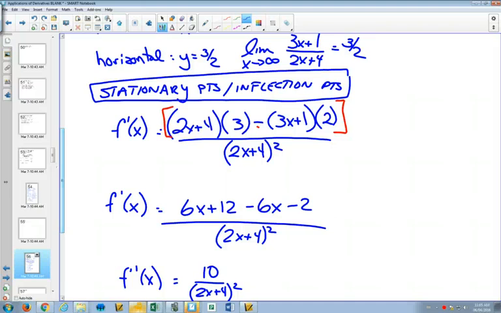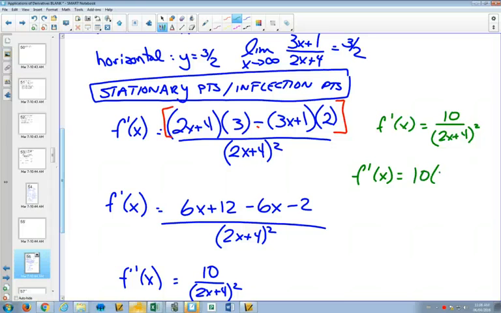I am going to do my second derivative right beside. So I'm going to just rewrite my first derivative was 10 over 2x plus 4 squared. I'm going to want to find my second derivative. I could use my quotient rule again. I could also take, and I think this will be easier in this case, the 2x plus 4 and write it as a -2 and use a chain rule to find the second derivative instead.